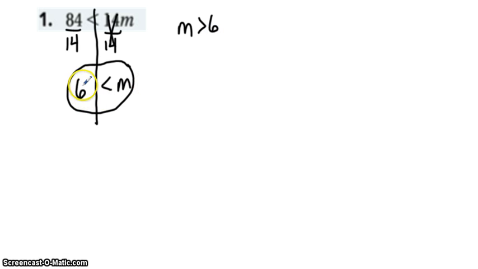Notice how when I rewrote this that the 6 is still on the smaller side of m. M still gets the open side. It's still greater than 6. Right here, m is still greater than 6. So on a number line, we're going to draw a number line. And again, these don't have to be very fancy. We're going to put 0, and since this is a positive 6, 6 will go to the right of 0.